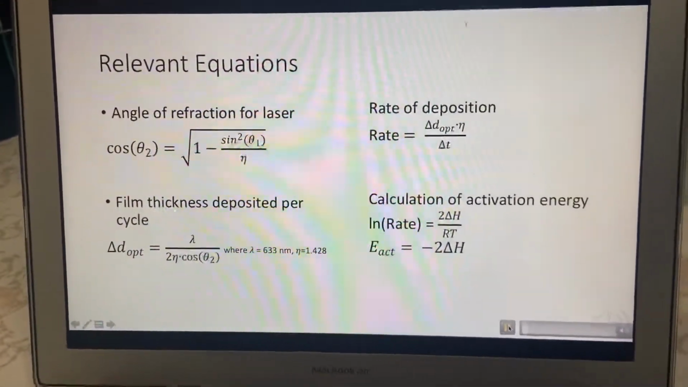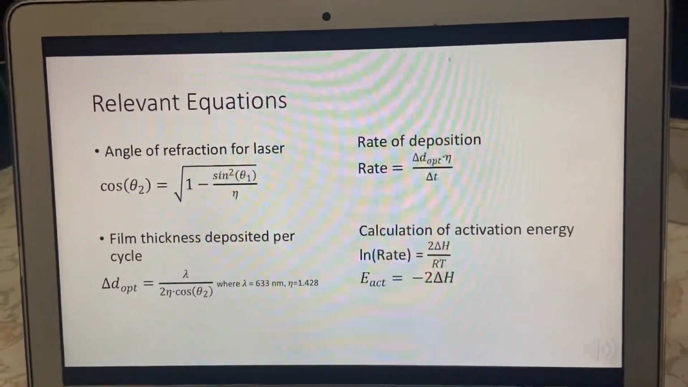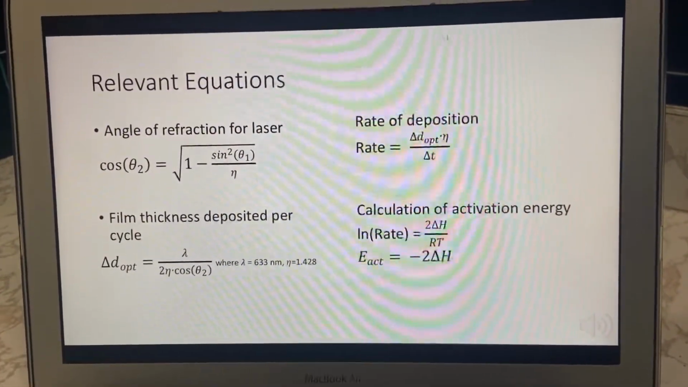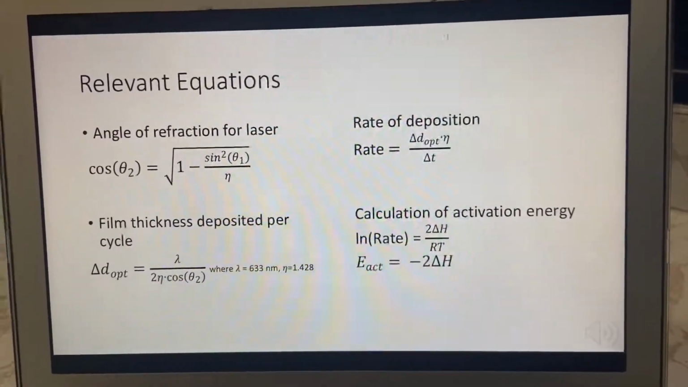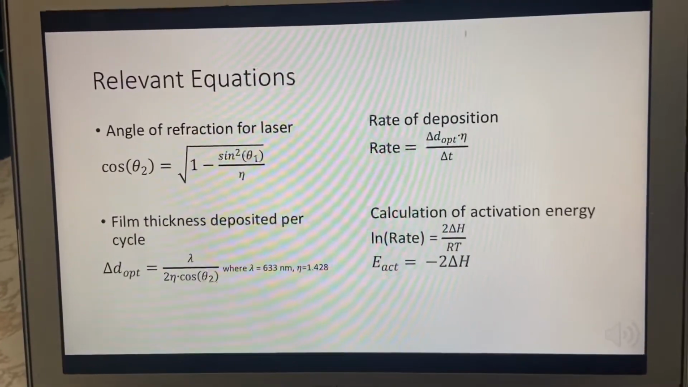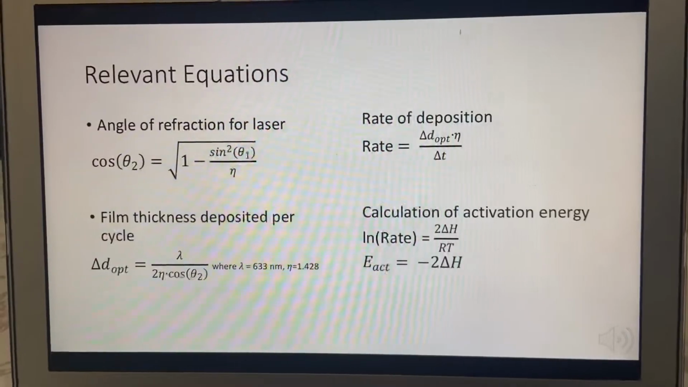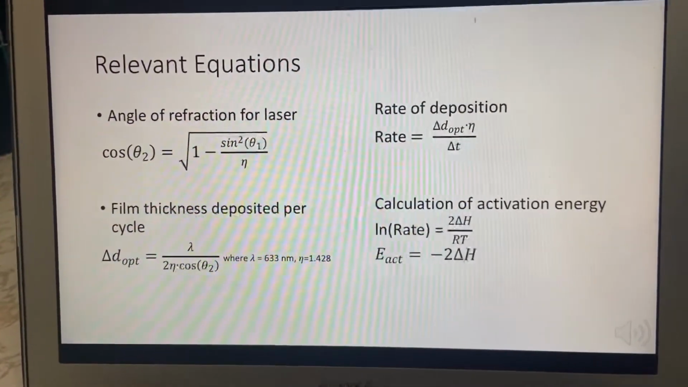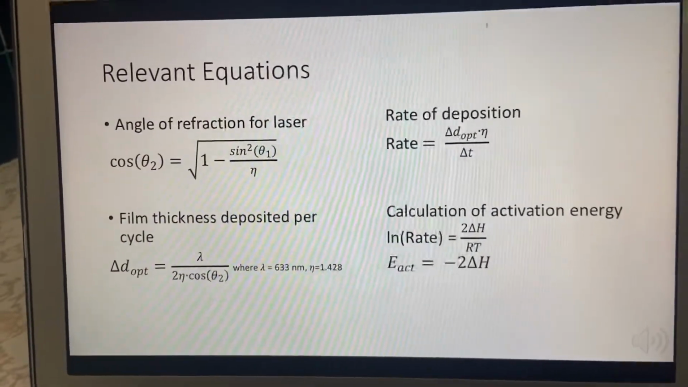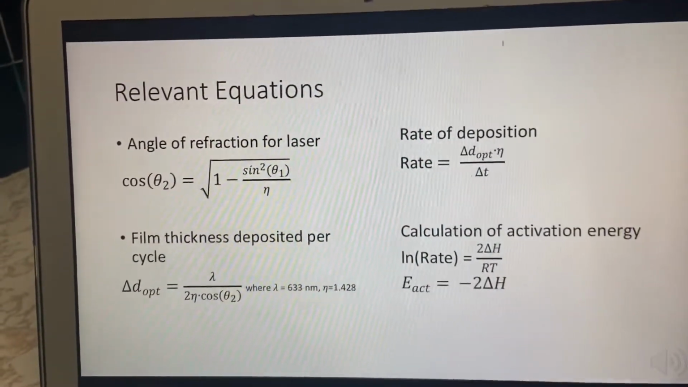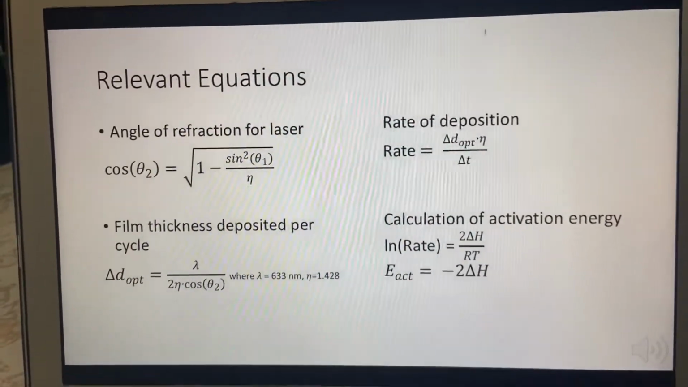So these are just some relevant equations to the data that we're going to be looking at in a second. And looking at it, for our intents and purposes, the really important ones are really how rate, activation energy, and the film thickness deposit per cycle are related. And also, as you can see, the lambda and nu values are set beforehand.